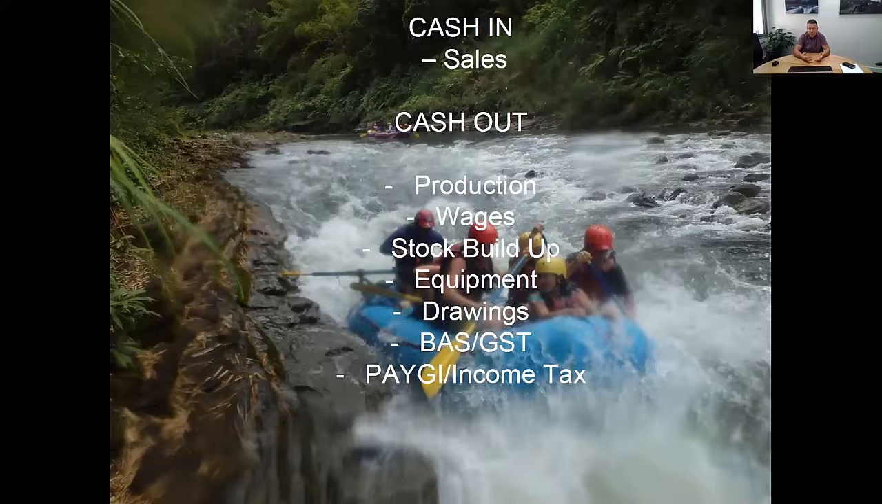They need to build up their stock and inventory levels to be able to produce the goods for future sales. There's equipment to either purchase or lease or asset finance. There's drawings or living expenses. There's BAS and GST to consider. And then there's PAYGI or income tax elements as well. Those last two can be a bit lumpy as well, and some businesses can leave themselves a bit short in those quarterly cycles.